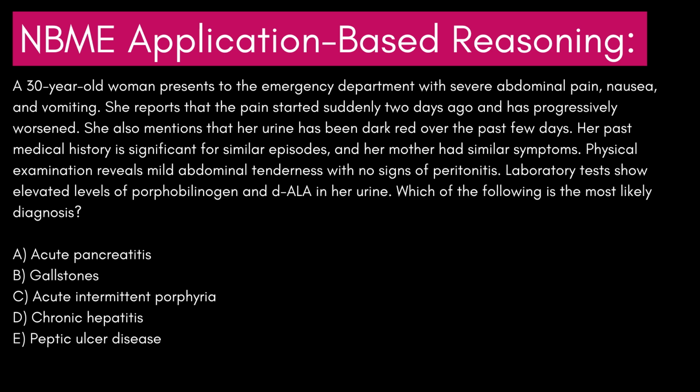Physical examination reveals mild abdominal tenderness with no signs of peritonitis. Laboratory tests show elevated levels of porphobilinogen and D-alanine in her urine. Which of the following is the most likely diagnosis?